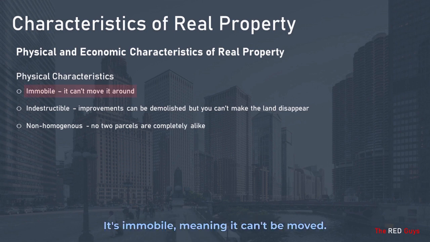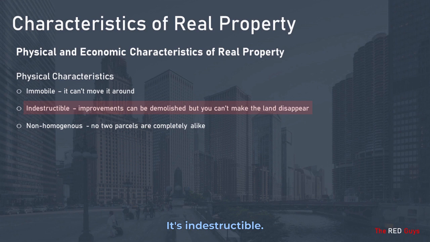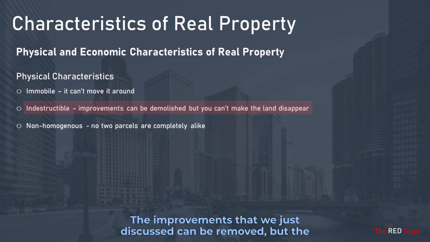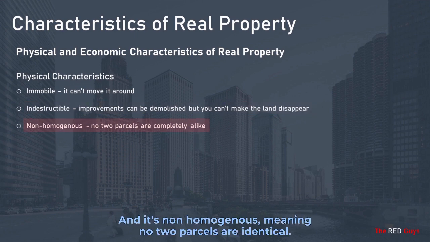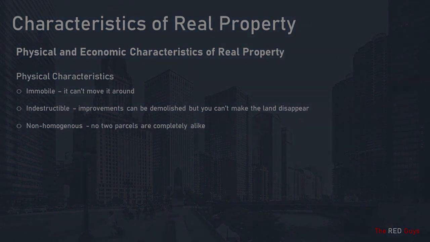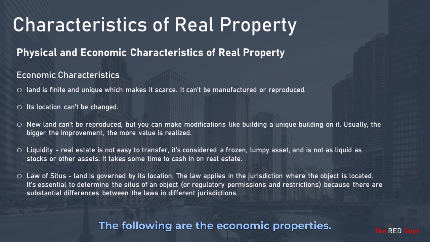It's immobile, meaning it can't be moved. It's indestructible. The improvements that we just discussed can be removed, but the main plot of land cannot be destroyed. And it's non-homogeneous, meaning no two parcels are identical. Following are the economic properties.